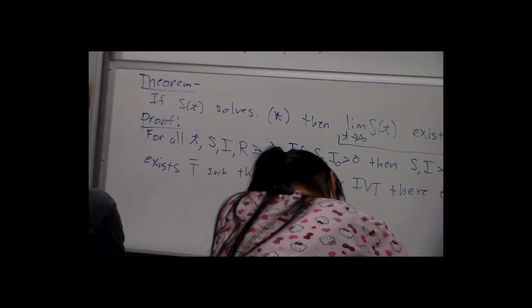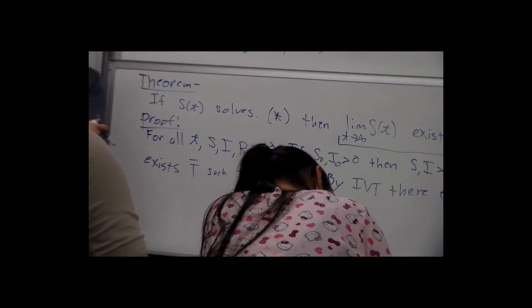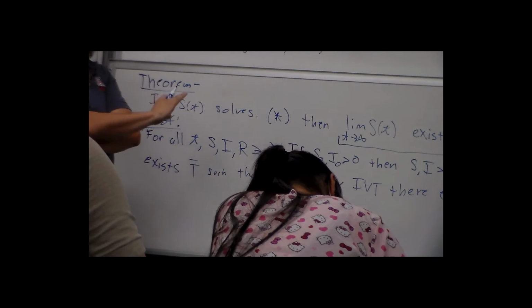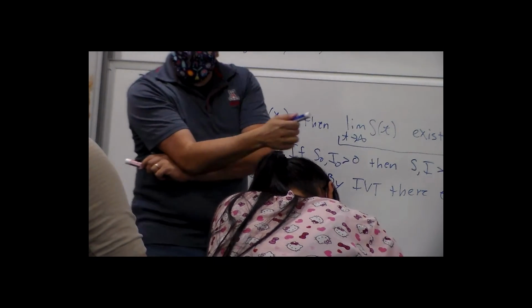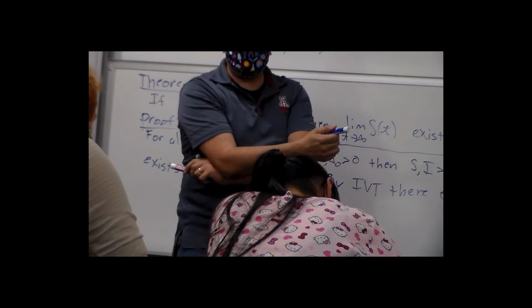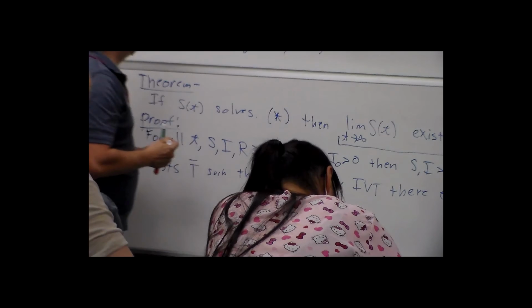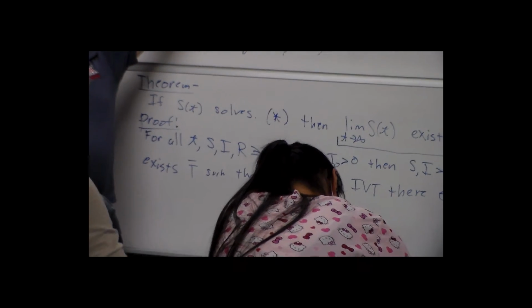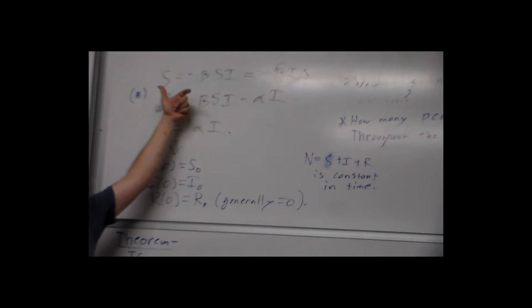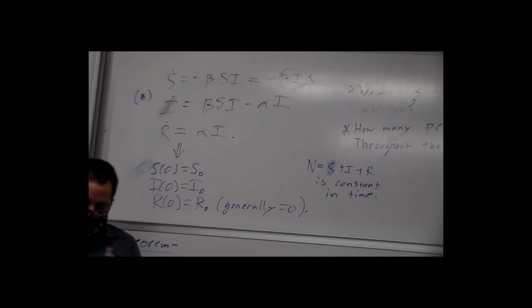So it's more rigorous. Actually, I could make this even more rigorous. Originally we wanted to use the monotone convergence theorem. We wanted to say S dot is always negative, but to do that, I need to say S and I are both positive. So that guarantees this.